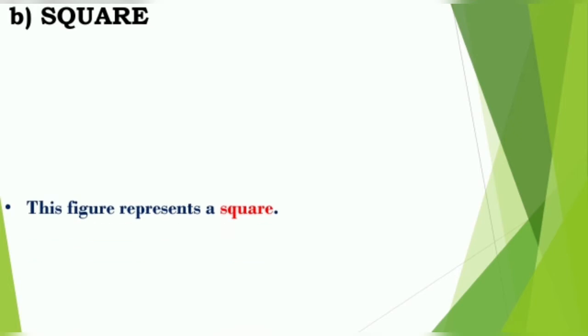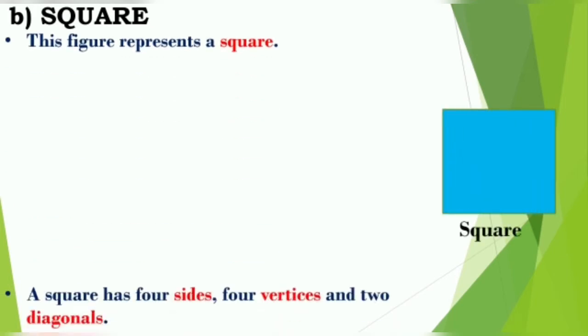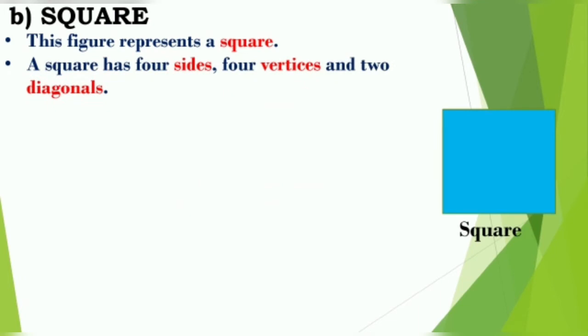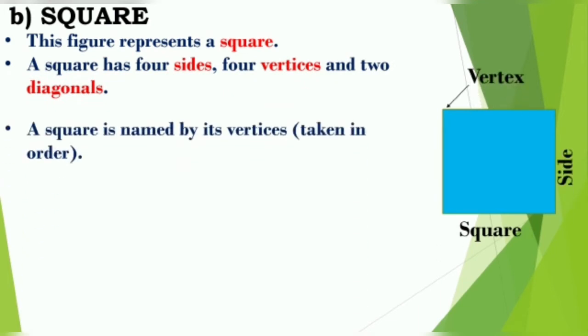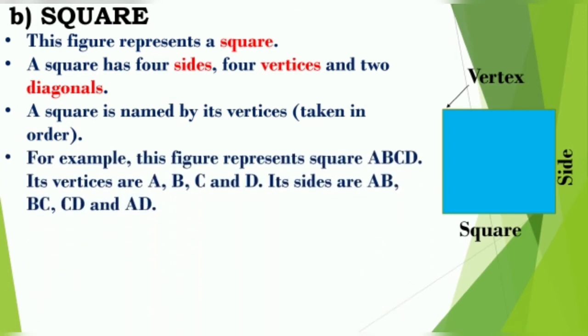Square. This figure represents a square. A square has four sides, four vertices, and two diagonals. A square is named by its vertices taken in order. For example, this figure represents square ABCD.